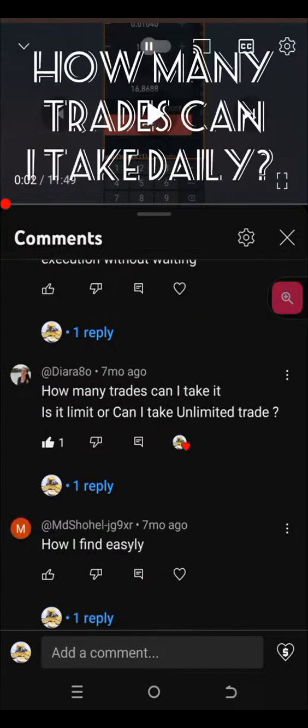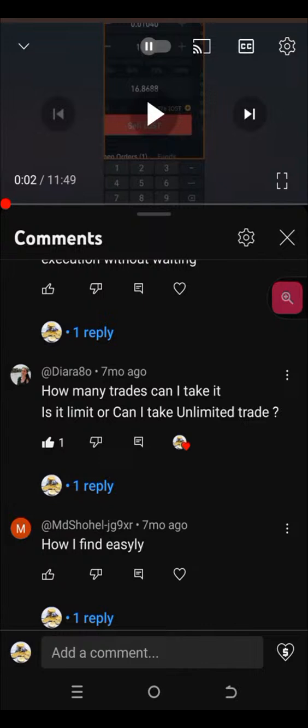Okay, so I'll just take one more question. It says, how many trades can I take? Is it limited, or can I take unlimited trades? Actually, you can take as many trades as will get executed with limit order. Now, like I said, depending on the volume, the liquidity, and the movement of price, your trade can get executed within minutes. And once it gets executed, you can take out another trade. You don't have to wait like just one trade a day. No, you can do several trades within a day. It's unlimited. You can take it as many times as you want, as long as it gets executed.